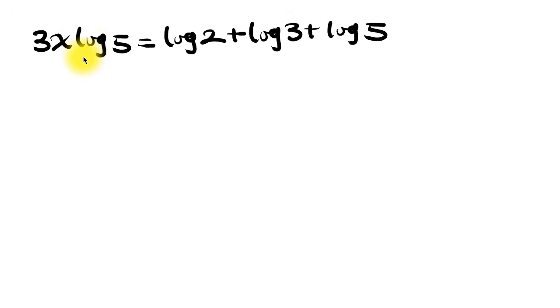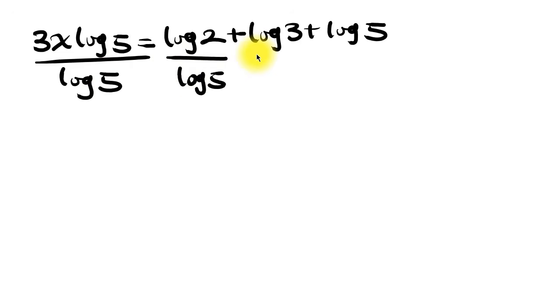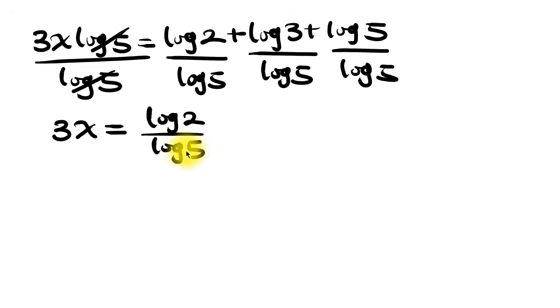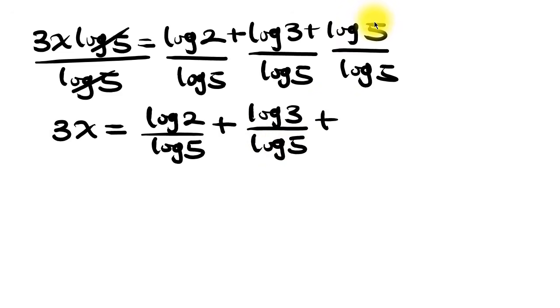Very good. Now let's divide through by log 5. So I'll divide the left hand side by log 5, I'll divide this by log 5, I'll divide this by log 5, and I'll also divide this by log 5. Now watch what will happen. Log 5 cancels out from the left hand side, leaving behind 3x to be equal to log 2 all over log 5 plus log 3 all over log 5 plus log 5 divided by log 5, which is 1.